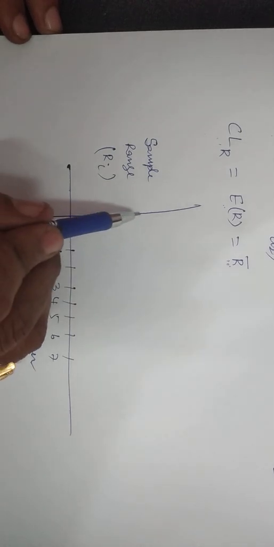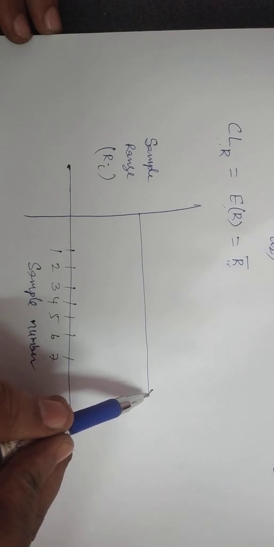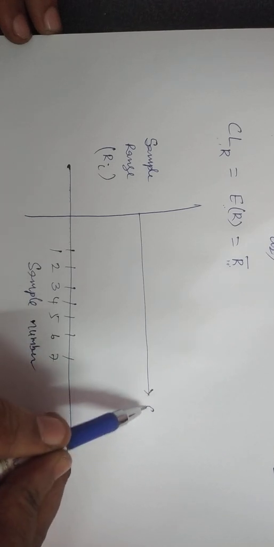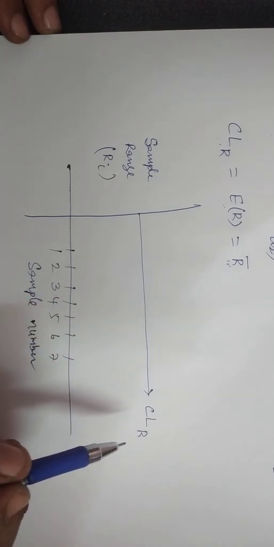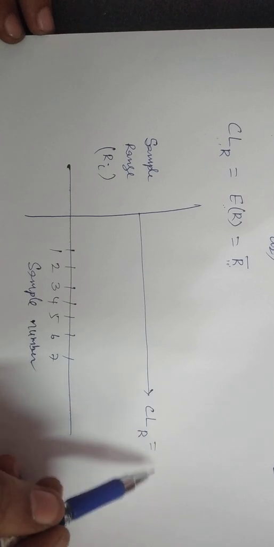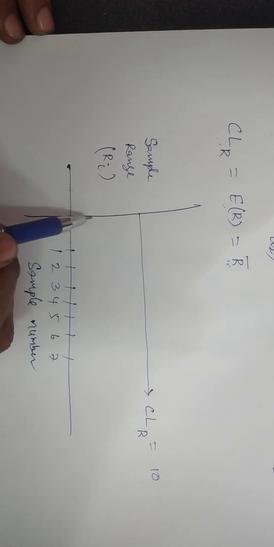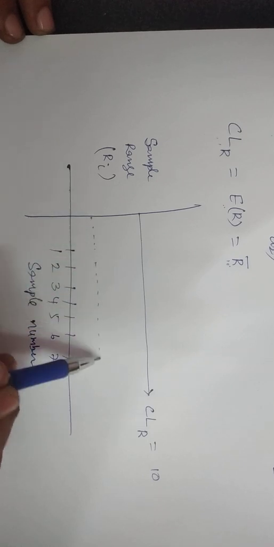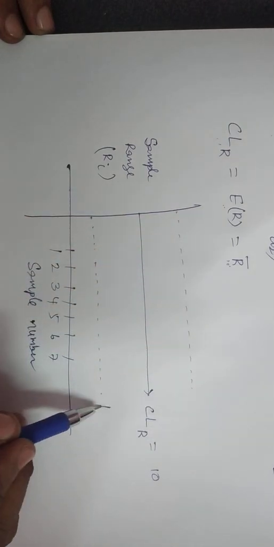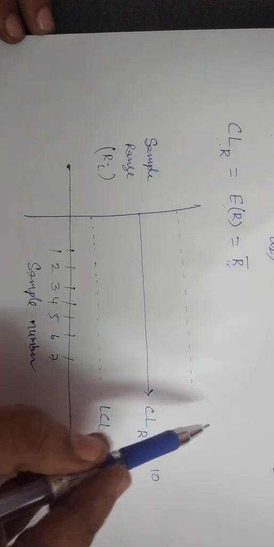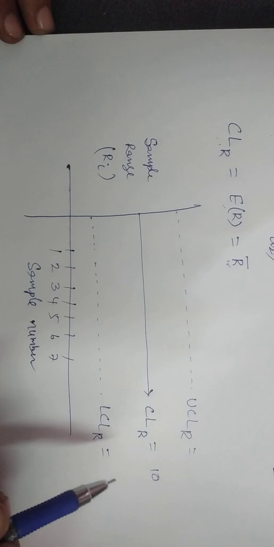And as usual, whatever computed value we obtain as the CL, we have to draw as a bold horizontal line, that is CL of R, some particular value, let it be 10. Similarly, we have to draw two more lines: one LCL of R, two UCL of R, which also have some values.